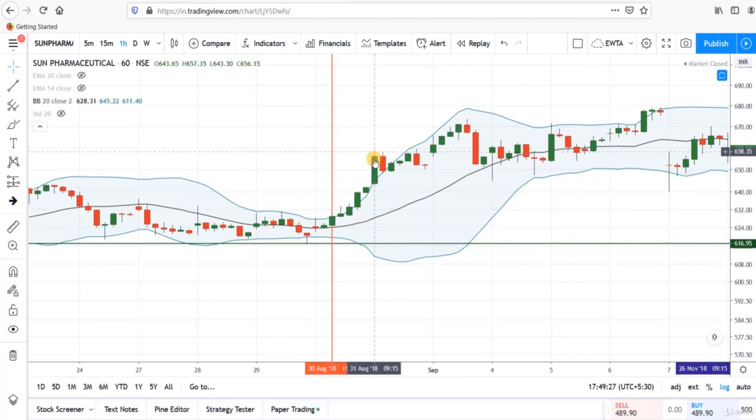Now see this candle. This candle is totally outside the Bollinger Band. See the length of this candle. Only the low of this candle is touching the upper Bollinger Band and the whole body is trading outside the Bollinger Band. It is a signal of pullback in the prices. So you can see there is a pullback in the prices. There is a red candle and prices are again entering the range of Bollinger Band. So when we get a candle totally outside the Bollinger Band, that is a signal of pullback in the prices.